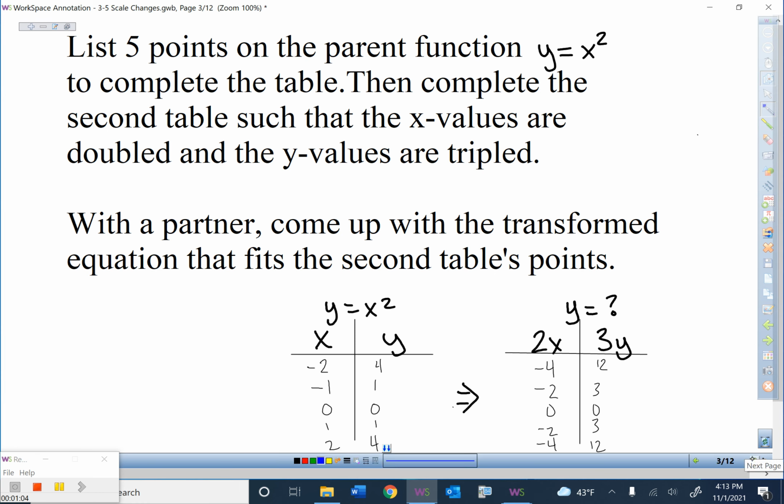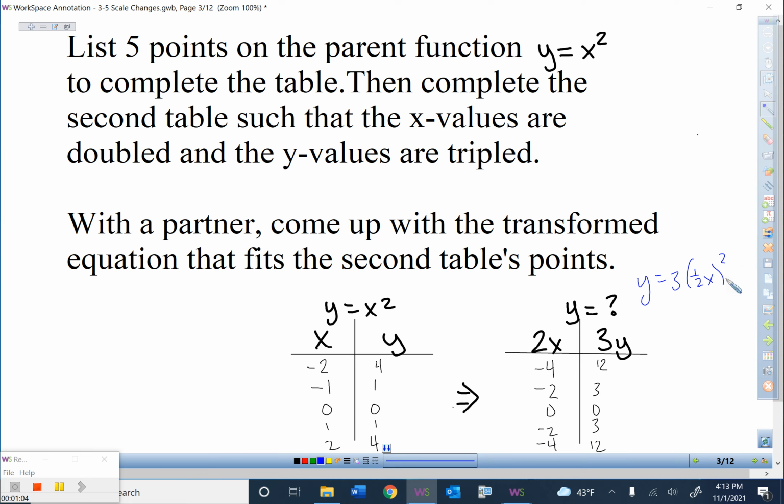So I picked a couple negatives, 0, and a couple positives. So the task was to make sure that when I plugged in -4, I got a positive 12. Now this is going to relate to your note card that you have dealing with transformations of graphs, those 4 steps. But the equation that we should have come up with is y equals a 3 on the outside and a 1/2 on the inside.